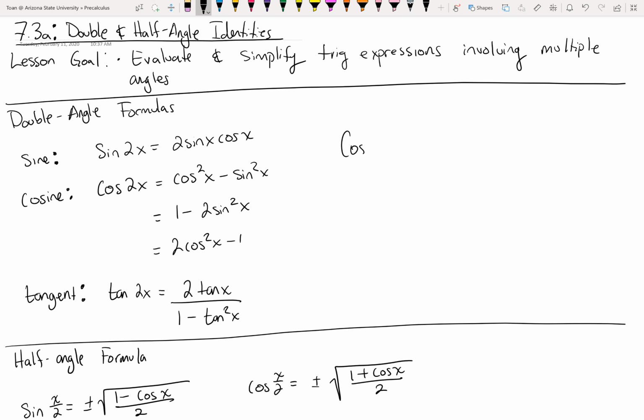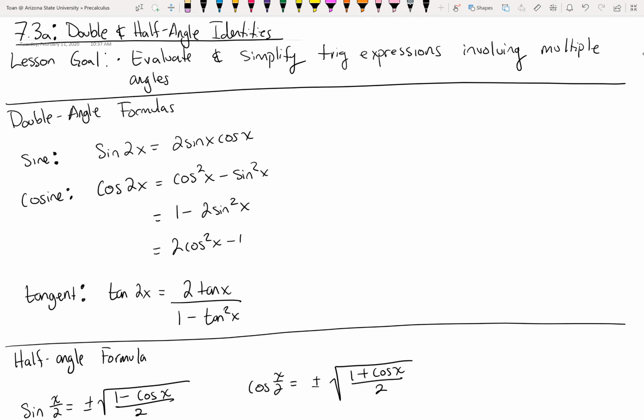How do I get the double angle formula for cosine? Well, it's just cosine of x plus x, and then you run through the sums formula. Do know, though, that cosine has 3 variations, because when you use the addition formula for cosine, you're going to get some squares involved. And of course, with Pythagoras' identity, depending on what you substitute, you can get one of these 3 variations.